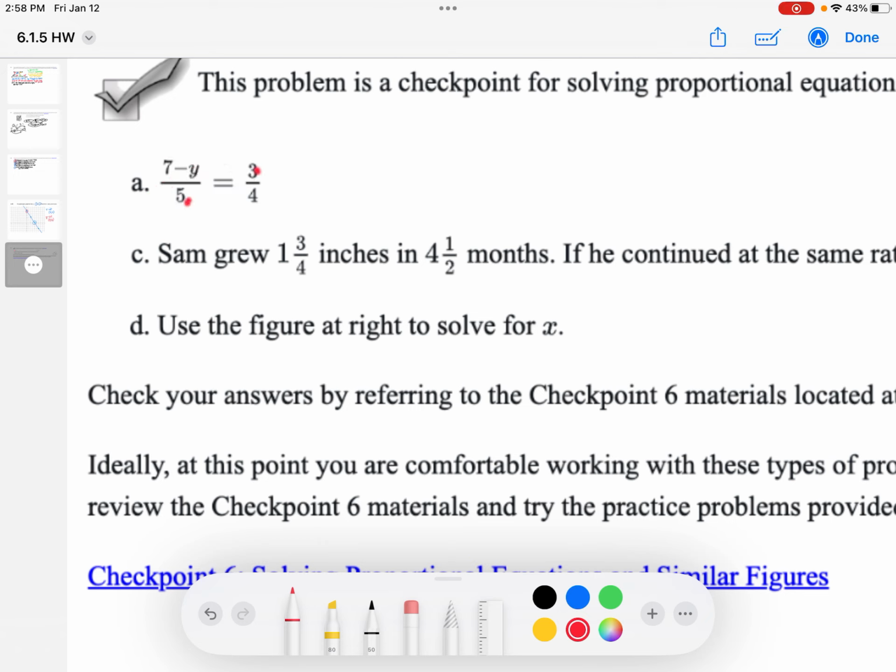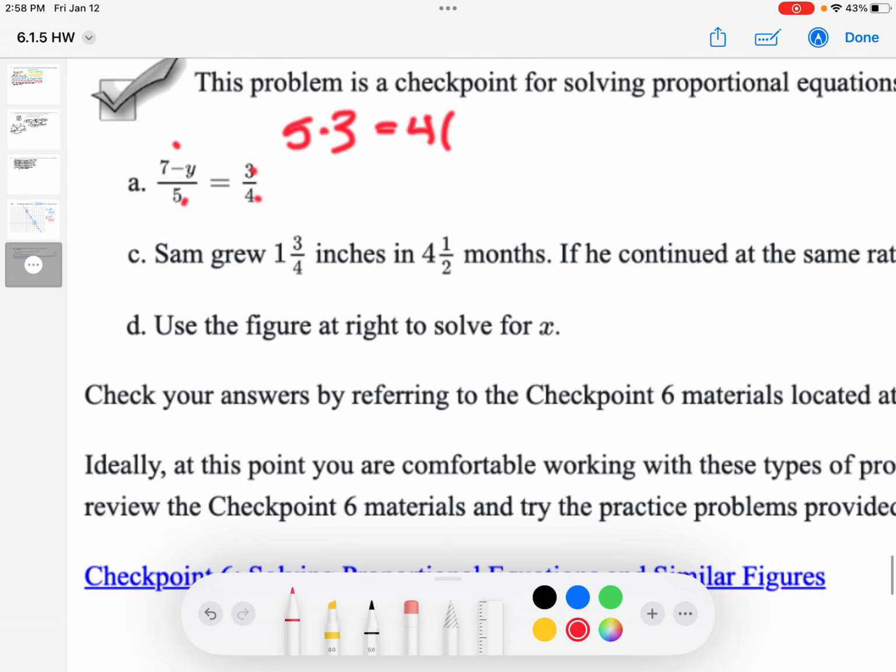So I'm going to say 5 times 3 equals 4 times 7 minus y. Okay, now I just have an equation to solve. So let's see, I get 15 equals 28 minus 4y, right? I distribute the 4 to both of those terms.